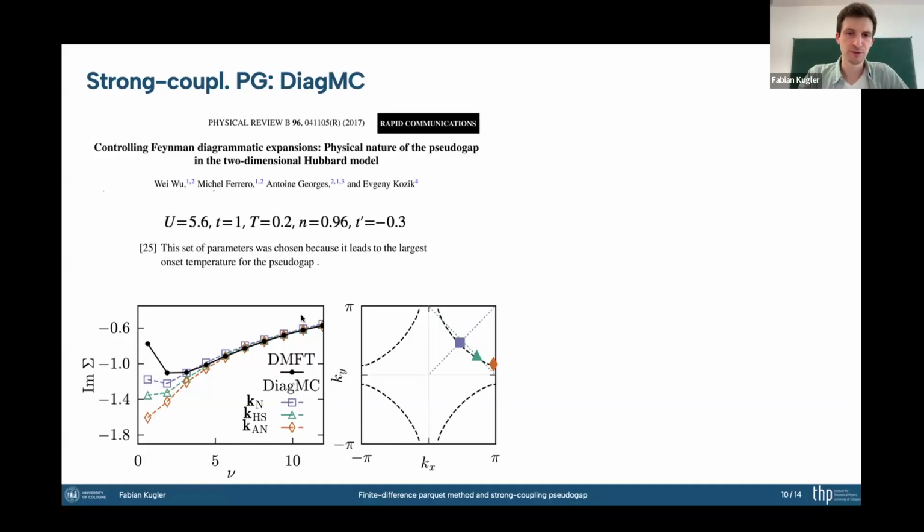First at the antinode, so that's here at the edge of the Brillouin zone, where we have the strongest imaginary part, corresponding to a suppressed spectral weight. Then at the hotspot, which is the intersection of the Fermi surface with this antidiagonal, where the imaginary part is somewhat smaller in magnitude. And finally at the node, which is the intersection of the Fermi surface with the diagonal. And here the imaginary part of the self-energy is much smaller, corresponding to a maximum spectral weight.